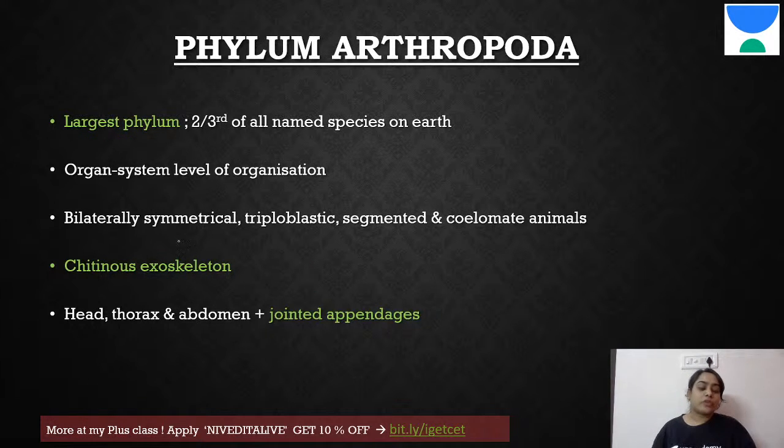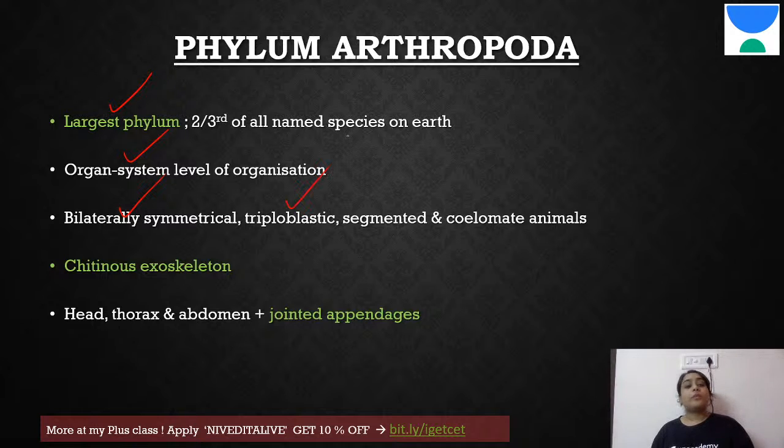So, I'm talking about Arthropoda now. Arthropoda is the largest phylum because it has the most species, a variety of species. Two-thirds of all the currently named species are arthropods. They obviously have organ system level because we are going according to their evolutionary basis. I finished Annelida, next comes Arthropoda. So organ system, bilateral symmetry, similar to that one.